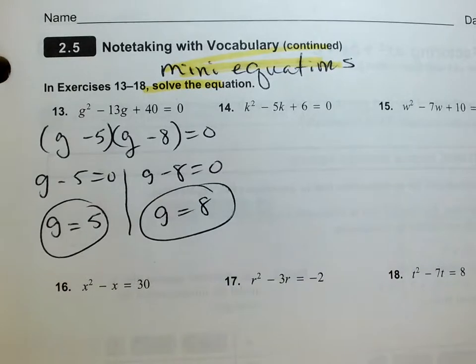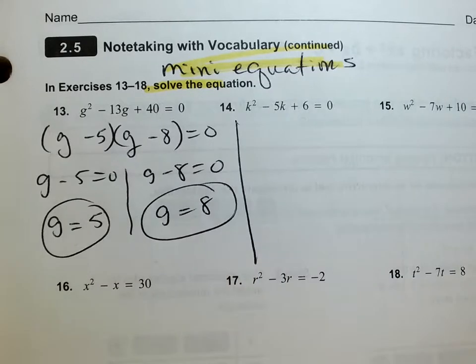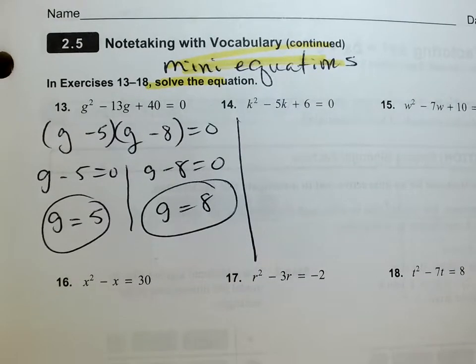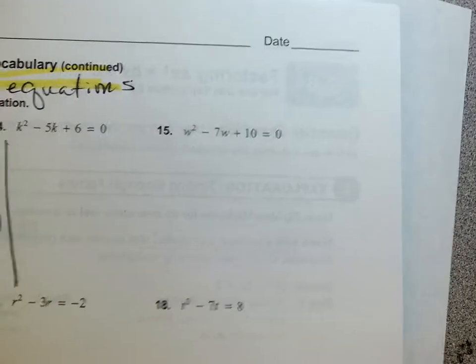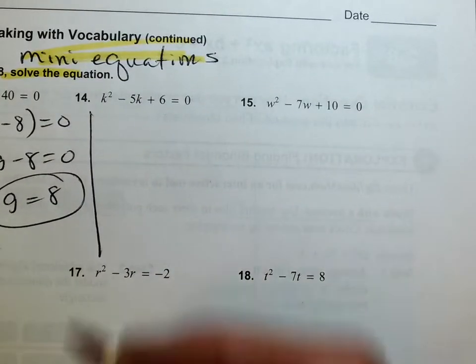2 answers. X squared, 2 answers, always. Even if sometimes the 2 answers are the same answer. Always, twice. Okay? 14. So 14, we need our mini equations, right?